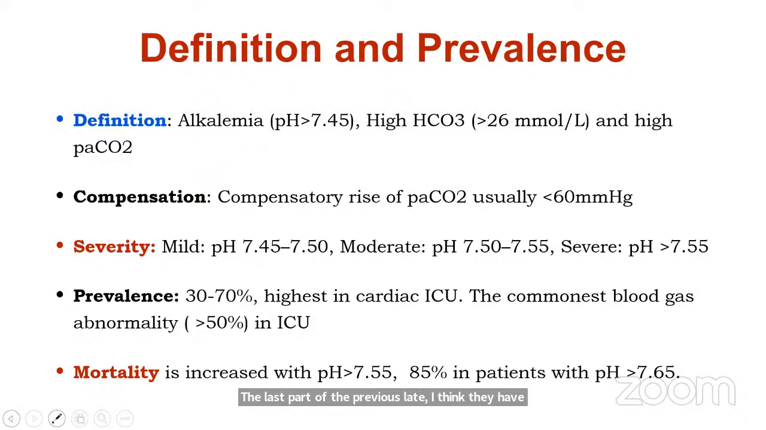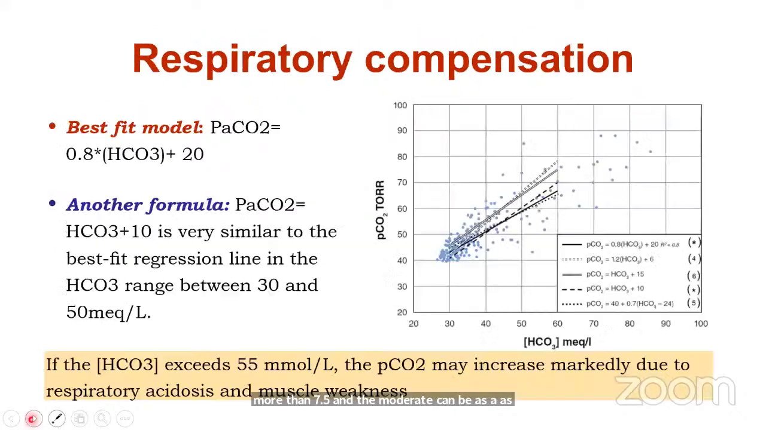Metabolic alkalosis can be divided into three categories: mild if the pH is up to 7.5, moderate if the pH is 7.5 to 7.55, and severe if the pH is more than 7.55. Metabolic alkalosis is also associated with mortality if the pH is more than 7.55, and the mortality can be as high as 85%.